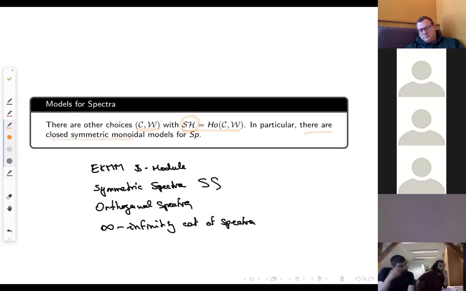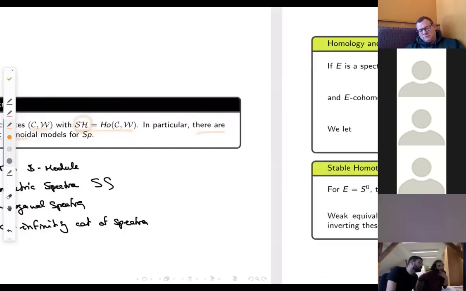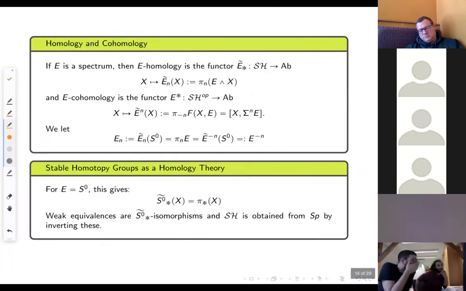From now on, I'll just assume we have spectra with everything that we want, and go from there. Okay, so that's spectra. I need one more definition before I move to the next topic.